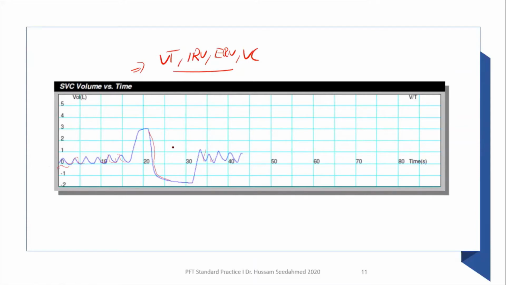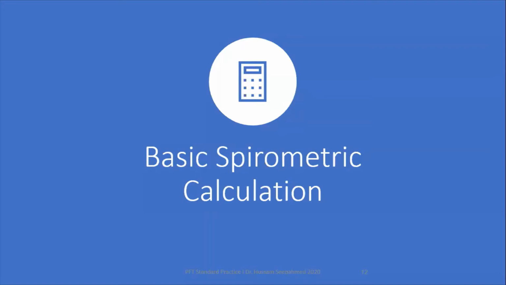You'll find a lot of spirometers will have this curve. So this is the SVC volume versus time curve. So this is the end of the first section, that is the PFT report structure and the curve.